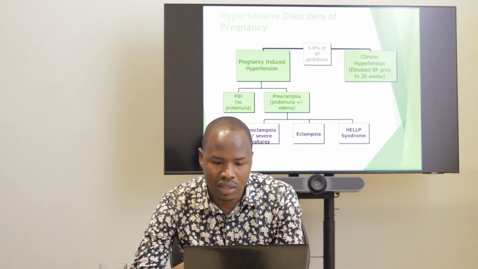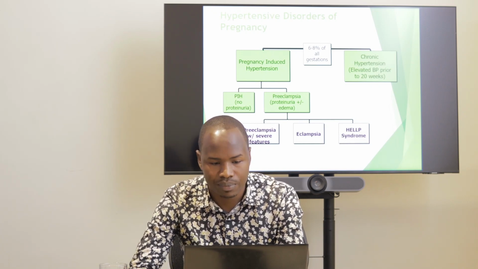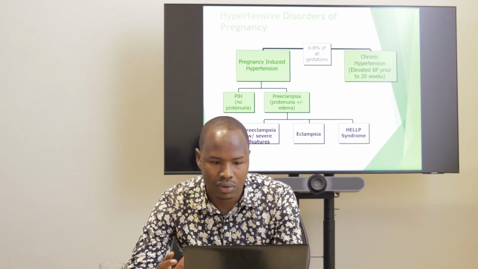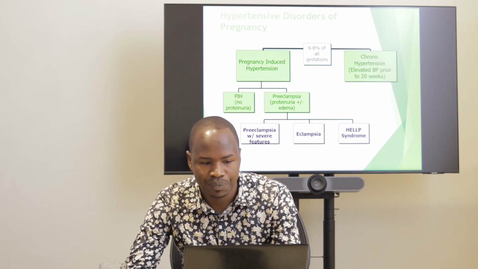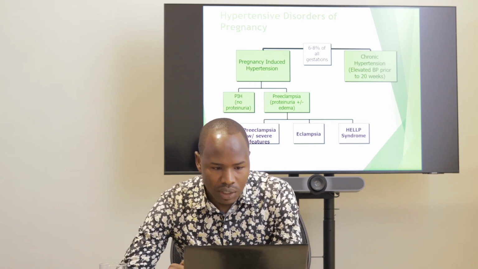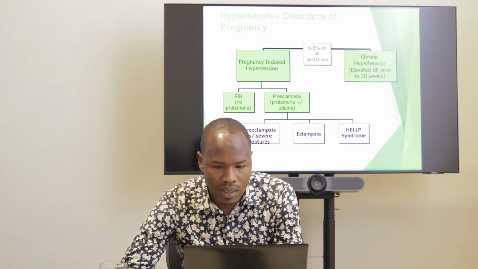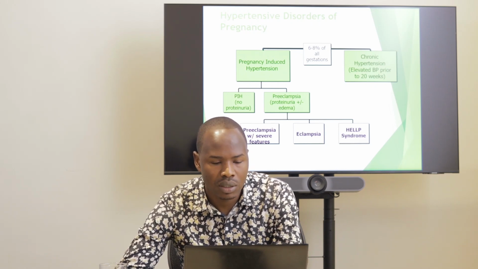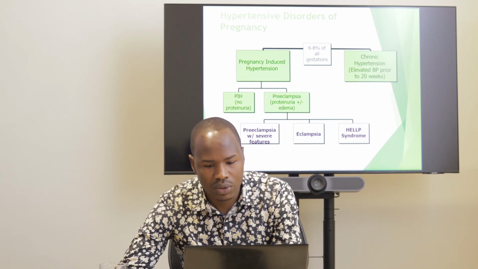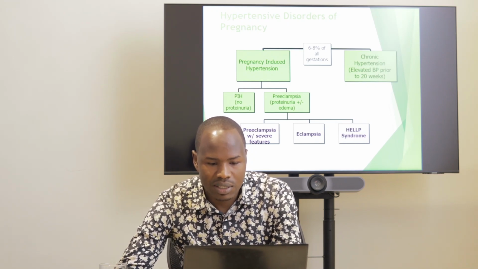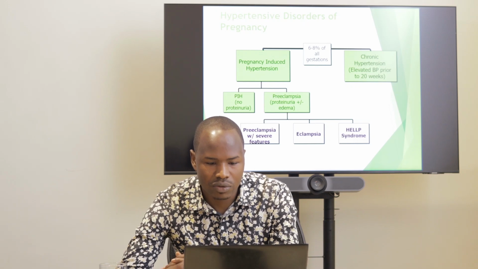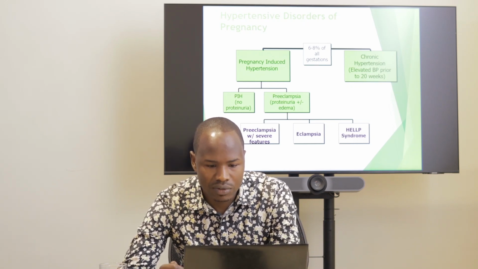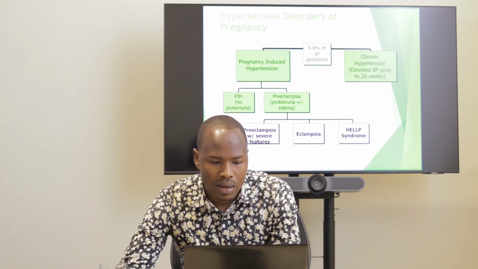My colleague Nathan has presented the introduction. We are going to go through this clinical part of eclampsia and preeclampsia. Hypertensive disorders of pregnancy have two parts: pregnancy-induced hypertension and chronic hypertension. This means that 6 to 8% of pregnant women have these hypertensive disorders of pregnancy.